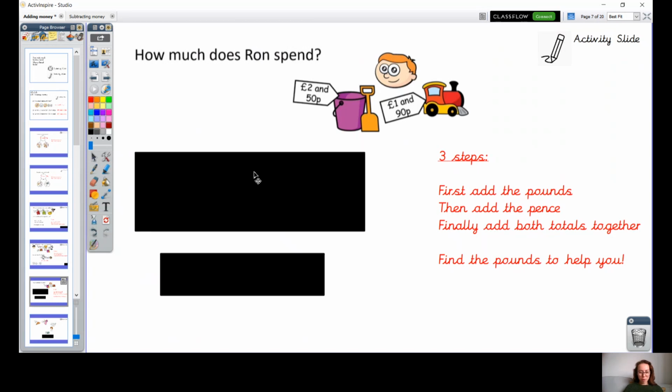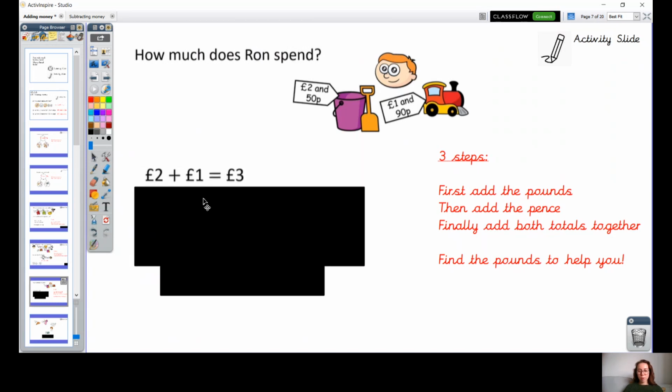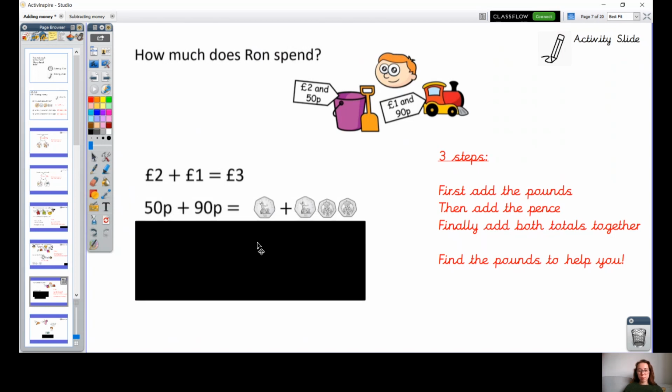Okay, now I will reveal the answers. So first we add the pounds. £2 and £1 is £3. Then we add the pence.